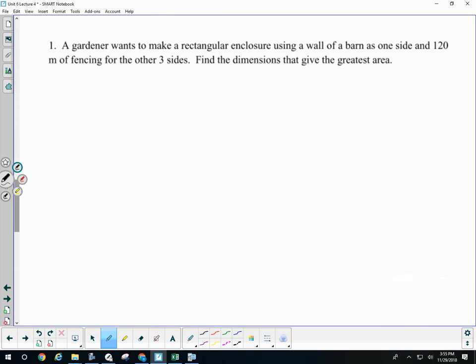We have some word problems. More word problems. They're not as hard as related rates, these optimizing word problems. Okay? Gardner wants to make a rectangular enclosure using a wall of a barn on one side and using 120 meters of fencing on the other 3 sides. Find the dimensions that give the largest area. Let's first kind of understand the situation. We got a barn and we got fence.